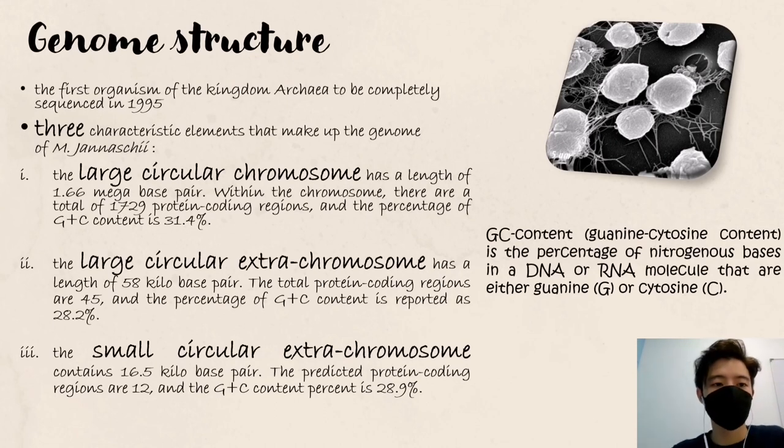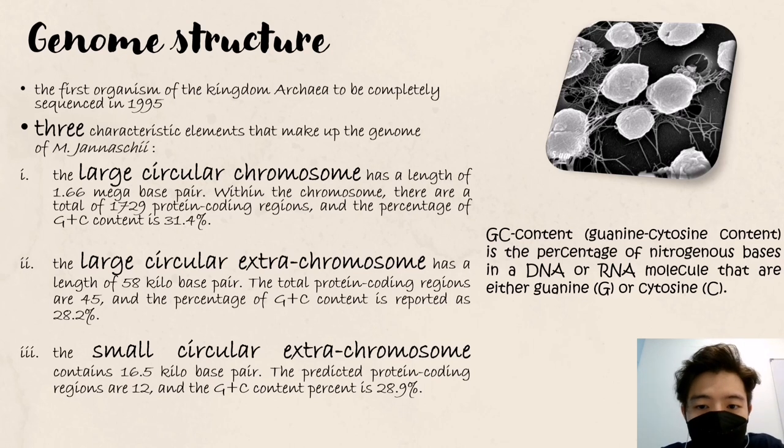As for the genome structure of M. jannaschii, it has 3 characteristic elements, which are the large circular chromosome, the large circular extra chromosome, and the small circular extra chromosome. For the large circular chromosome, it has a length of 1.66 megabase pairs, and within the chromosome, there are a total of 1,729 protein coding regions, and the percentage of GC content is 31.4%. As you can see on the right, the GC content, also known as guanine cytosine content, is the percentage of nitrogenous bases in a DNA or RNA molecule. They are either guanine or cytosine.